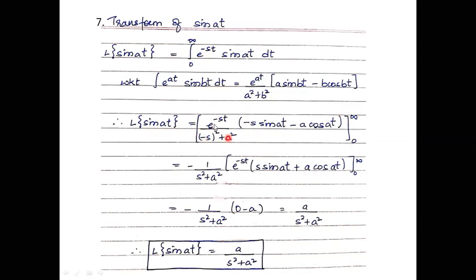Again, I have taken this constant outside and I have taken this minus outside. So it is minus 1 by (s squared plus a squared) into e^(-st) (s sin at plus a cos at) between the limits 0 to infinity. When I take the upper limit, it is 0, and when I take the lower limit, it is 1 into (s sin 0 is 0 and a cos 0 is a), minus a. So that becomes a by (s squared plus a squared). And this is the Laplace transform of sin at.